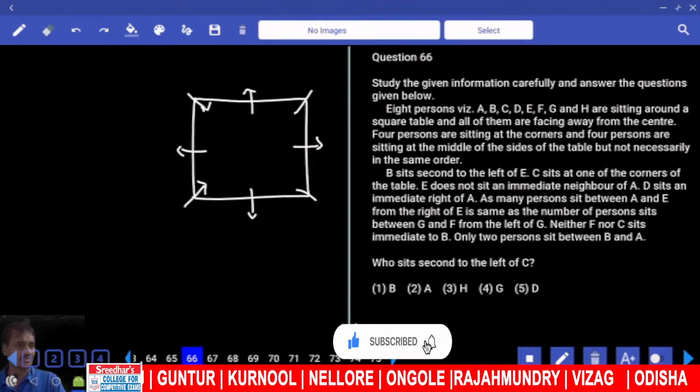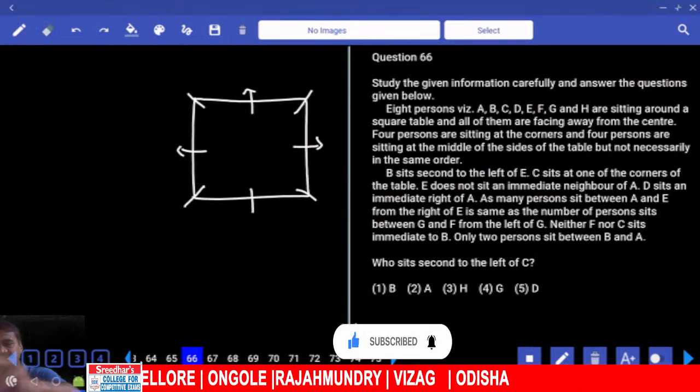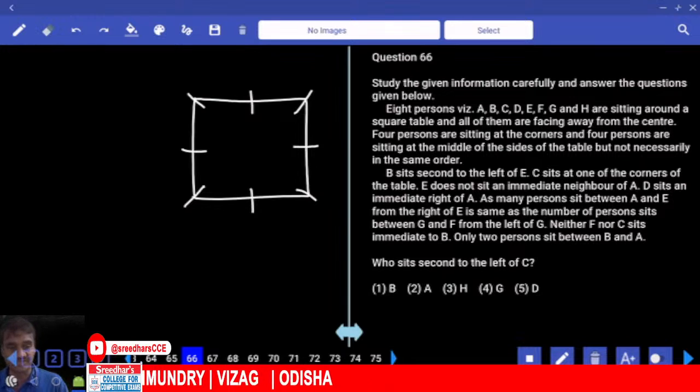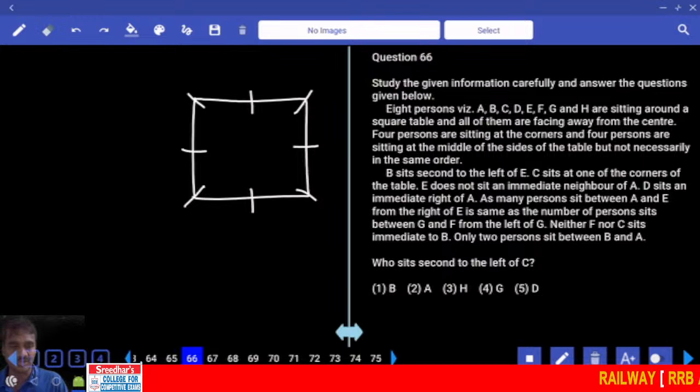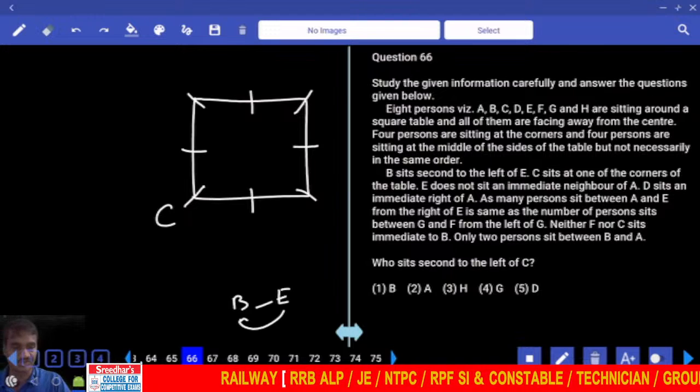All are facing away from the center. As it is clearly given that all the persons are facing away from the center, definitely all the persons are facing in one direction. Now let us consider this one as facing towards the center only. B sits second to the left of E. C sits at one of the corners of the table. The next one: B is seated second to the left-hand side of E.